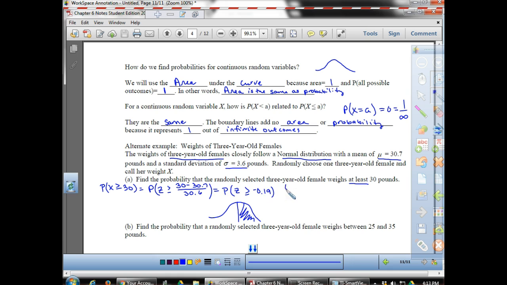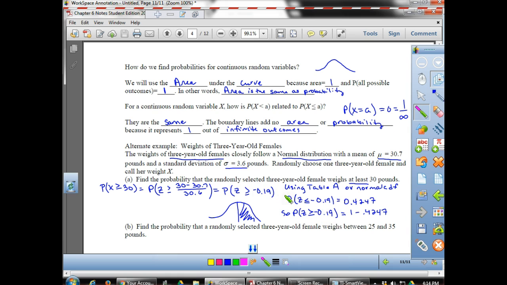So using table A, or normal CDF, and I'll remind you in a minute what you have to show with normal CDF, the probability for z to be less than or equal to negative 0.19 is equal to 0.4247. So that means the probability for z to be greater than or equal to negative 0.19 is going to be 1 minus 0.4247. Because remember, the table gives you the area to the left. So let me make a little note here. This is because if we use the table, we have to find the area to the left, and that is going to give us 0.5753.